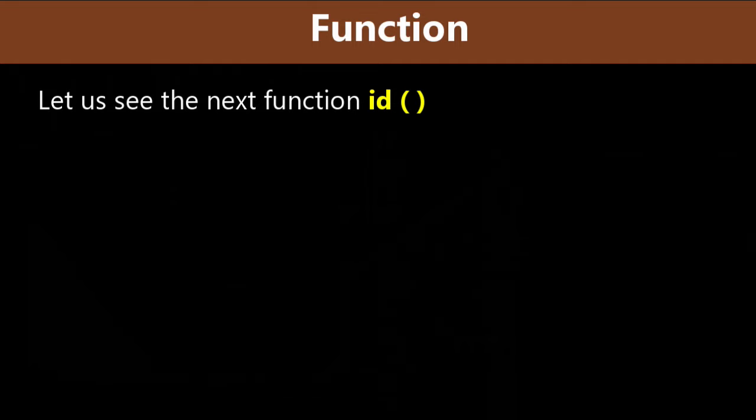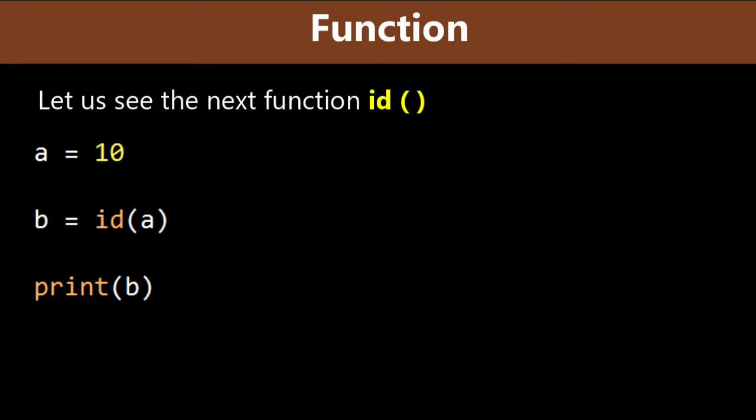The function is id. We'll write down a is equal to 10. Here we are assigning value a is equal to 10. Next line, b is equal to id of a, and last line, print into bracket b. See here. Here you are using two functions, id and print. But id is assigned to a variable and the print is not assigned to a variable. Please remember this thing. This is very important. When we run this program, what will happen?